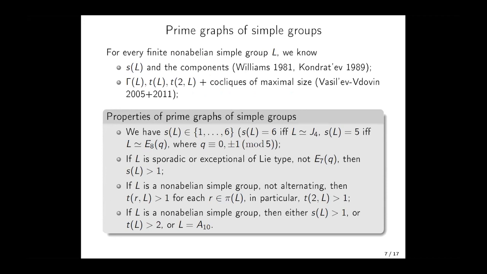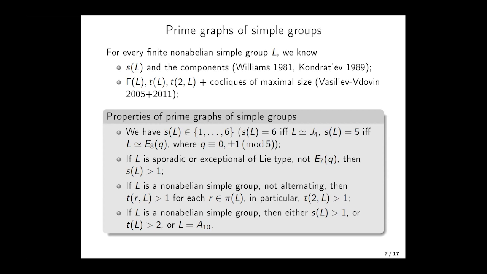So we know that the only hope to find almost recognizable groups is just simple groups, so it's automorphism groups. But in order to study them, we have to know how they are constructed. And actually, we know quite a lot, like everything about them. For every finite non-abelian simple group, we know the number of connected components and the prime divisors that lie in these components. These are works by Williams, 1981, and Kondratiev, 1989.